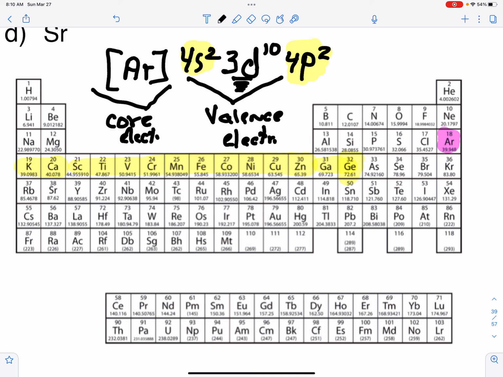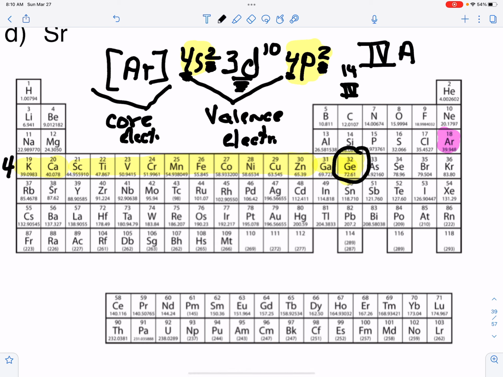And notice this, it's telling us that the highest number is 4, so we should expect germanium to be on period 4, and it's telling us that we're going to have 4 valence electrons, which means we're going to be on group 4A. And that's what we are, group 4A, or what we call group 14. So the 4 shows everywhere. Okay, let's do another one.